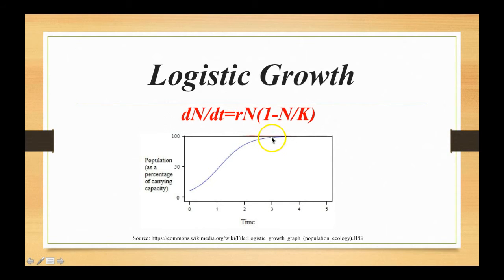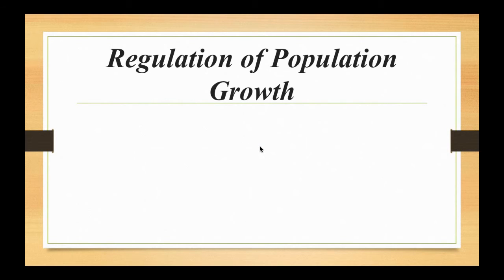And once the population hits the carrying capacity, the growth rate dN over dt becomes zero, because there are no more resources for the population to grow. So yeah, that's pretty much it for logistic growth. At last, I have some regulation factors of population growth.